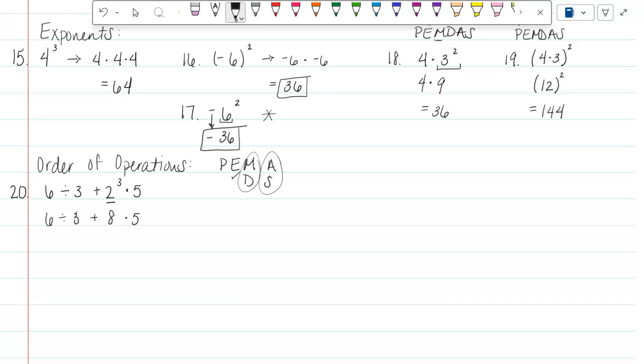Next step, all right, we're done with the exponents, check. Multiply or divide, whatever one comes first. So going through this, I see 6 divided by 3, that comes first. So I'm going to do that. 6 divided by 3 is 2, and then I'm just going to drop it all down. All right, I see another multiply or divide. In this case, it's multiply, so I'm going to do that next. So 8 times 5, 40. And then you've got plus the 2, and we end up with addition, so we've got 42.